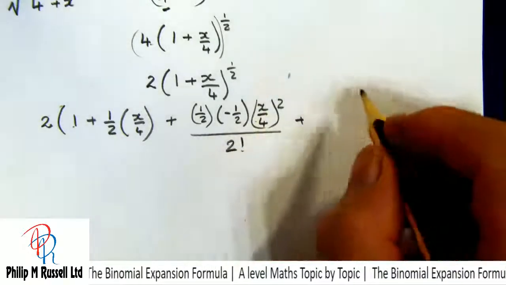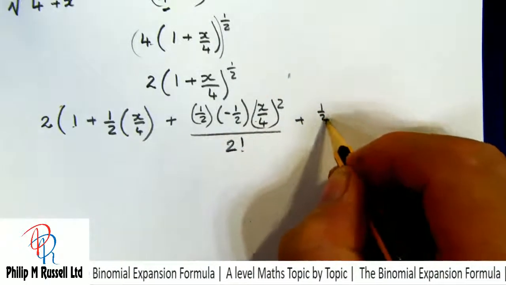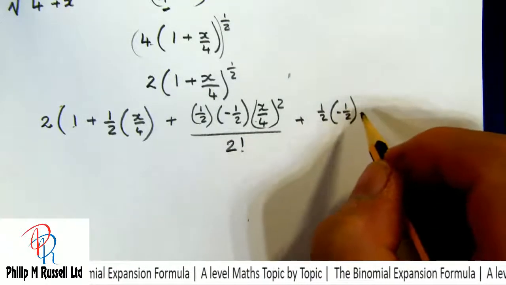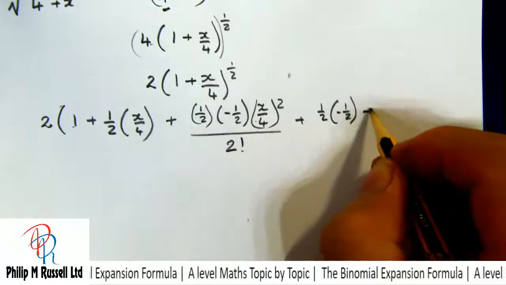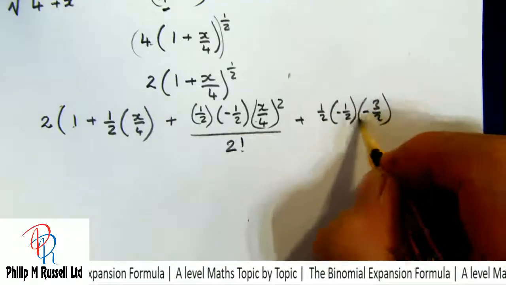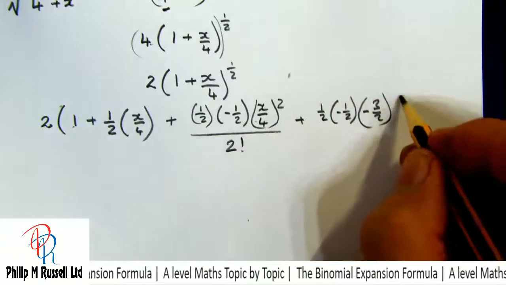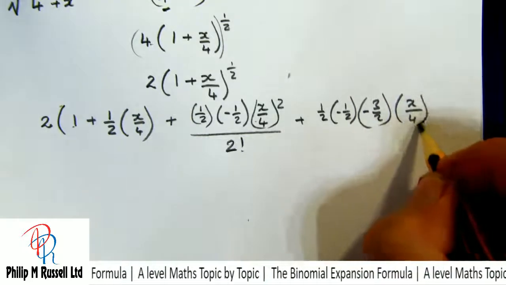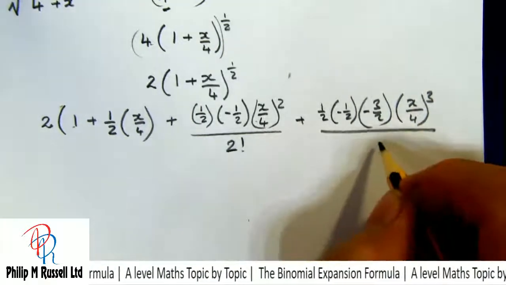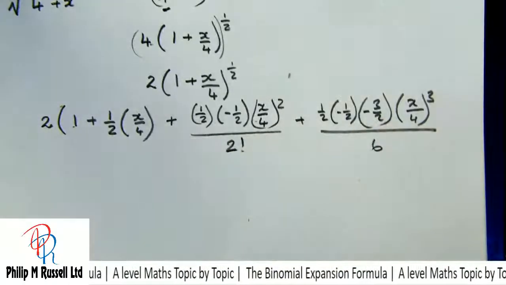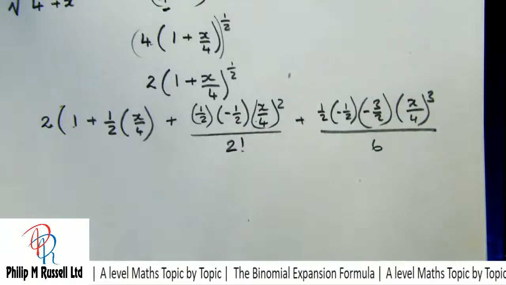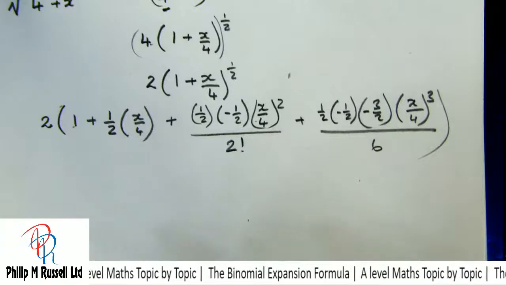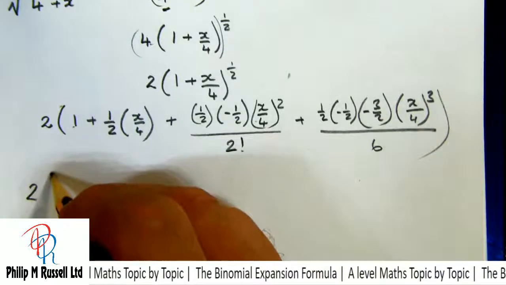I'm not looking forward to this one. This one's going to be a half times minus a half, and then that's now minus 3 over 2 times x over 4 cubed all over 3 factorial, which is going to give me 6. Basically now all I've got to do is try and get this into the calculator, and that's going to be 2 plus, let's see what we got.